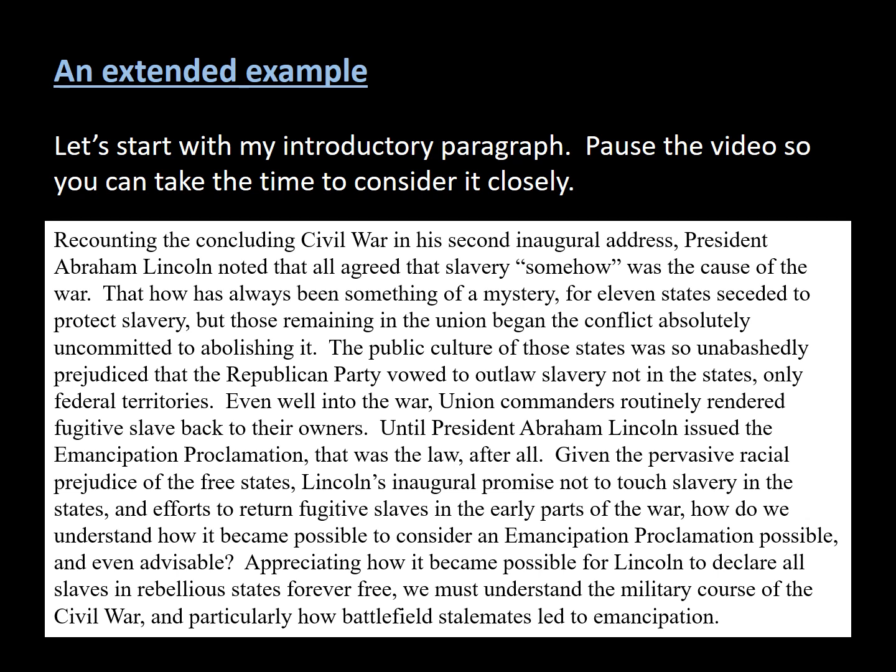Appreciating how it became possible for Lincoln to declare all slaves in rebellious states forever free, we must understand the military course of the Civil War, and particularly how battlefield stalemates led to emancipation.